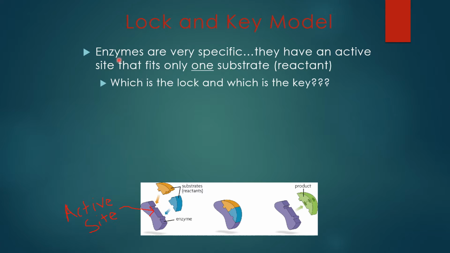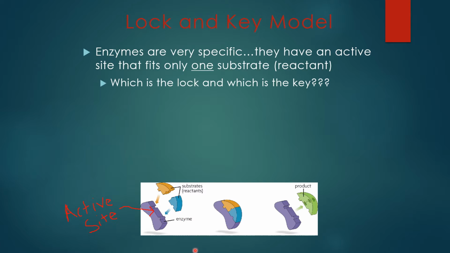So up at the top, it says enzymes are very specific. They have an active site, which I just pointed out right there. Maybe underline active site, because that's an important word too, that only fits one substrate. So you have to have an enzyme for every chemical reaction in your body. Sometimes you have enzymes and their only job is to make more enzymes. Because they're very specific, they only work with one type of chemical reaction.